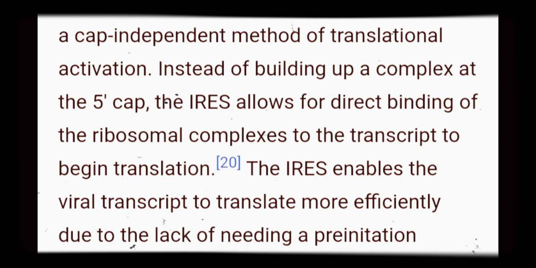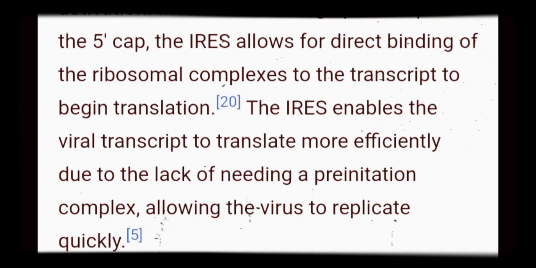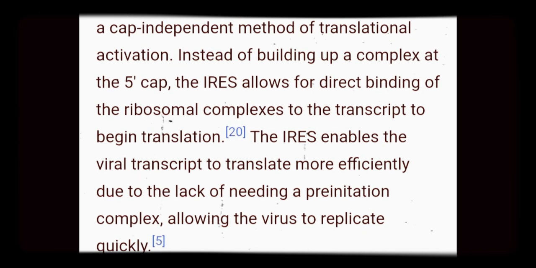The IRES enables the viral transcript to translate more efficiently due to the lack of need for a pre-initiation complex, allowing the virus to replicate quickly. So this IRES found within the 5' UTR enables the viral transcript to translate more efficiently, allowing the virus to replicate more quickly.